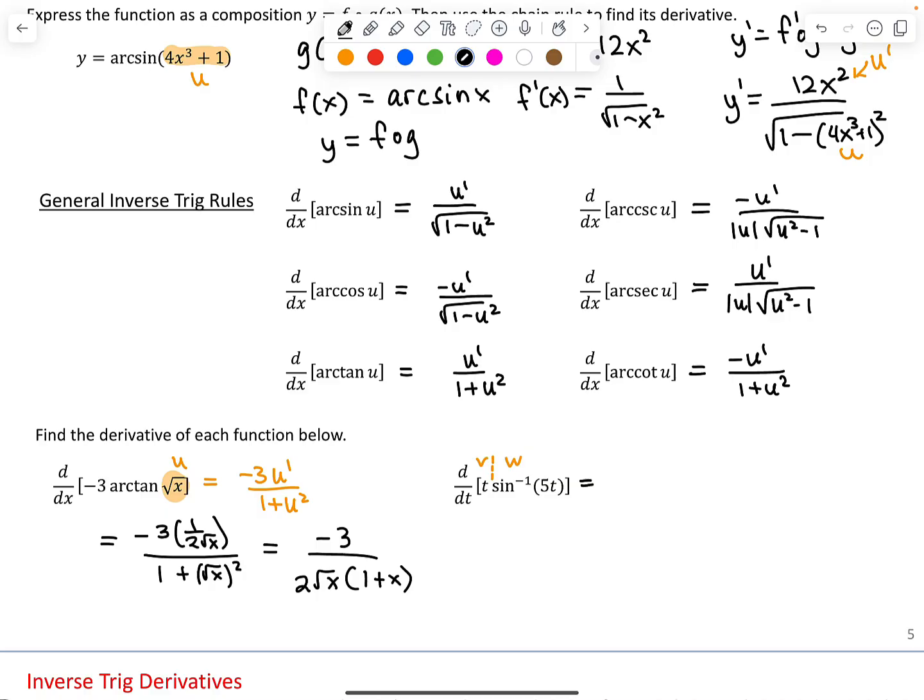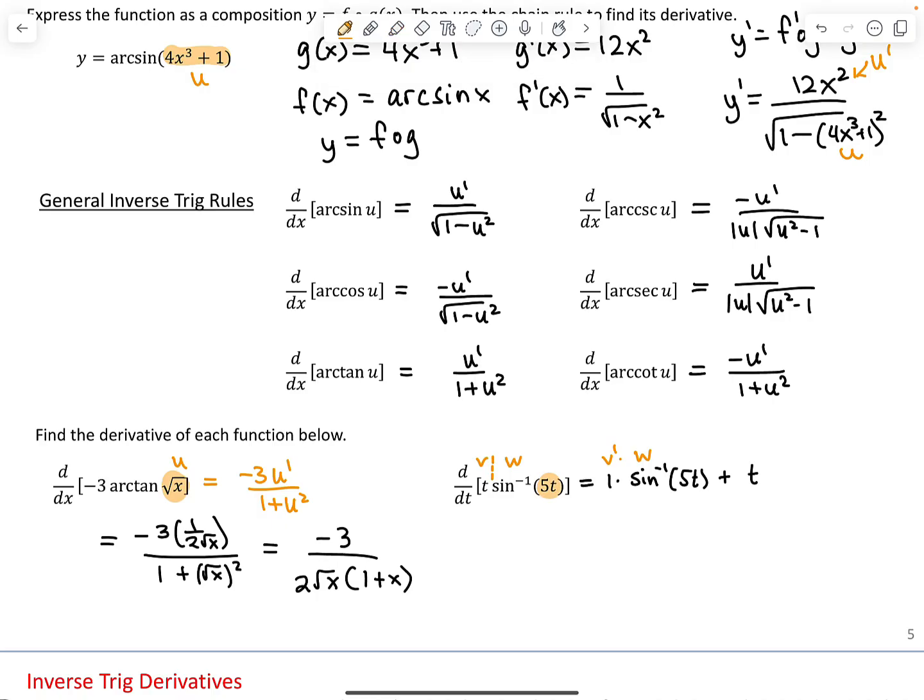So we'll get the derivative of v. So the derivative of t with respect to t is just 1 times w, which is arc sine of 5t. This is my v prime times w. And then plus v, which is t, times the derivative of arc sine of 5t.